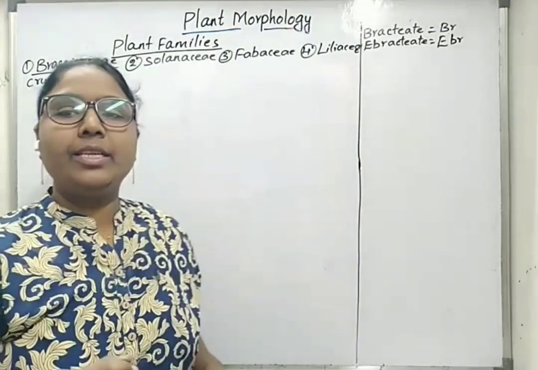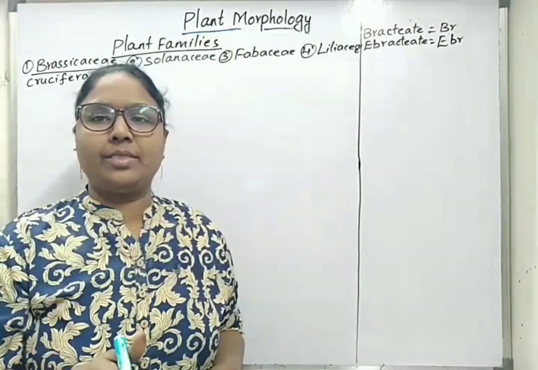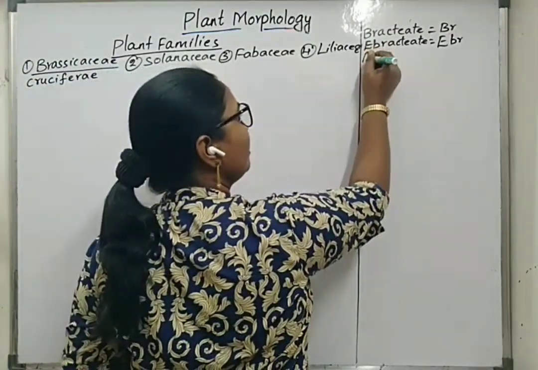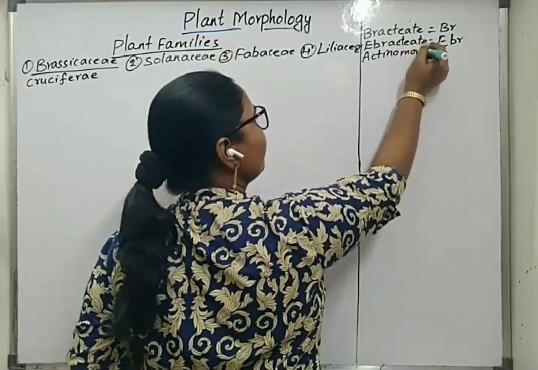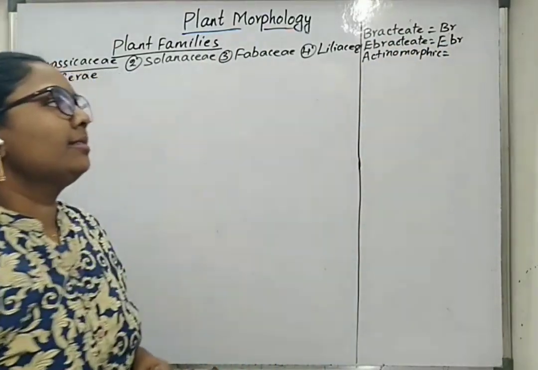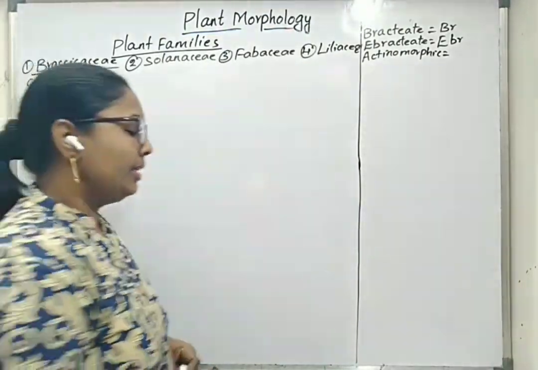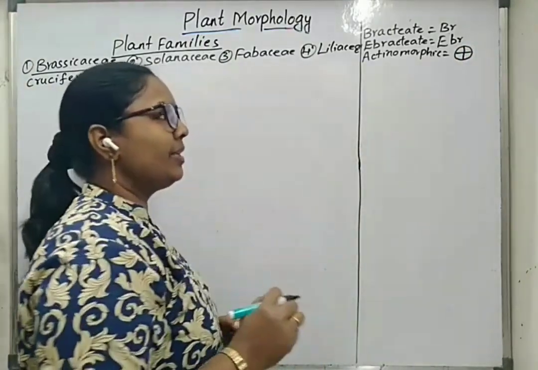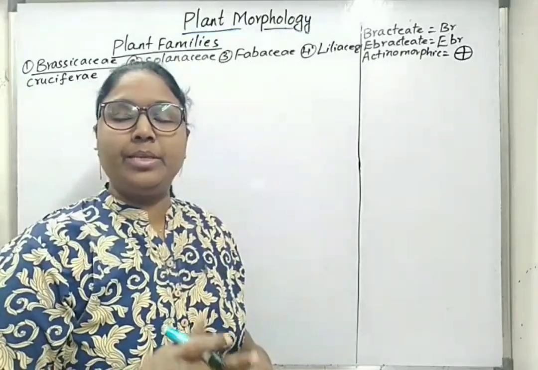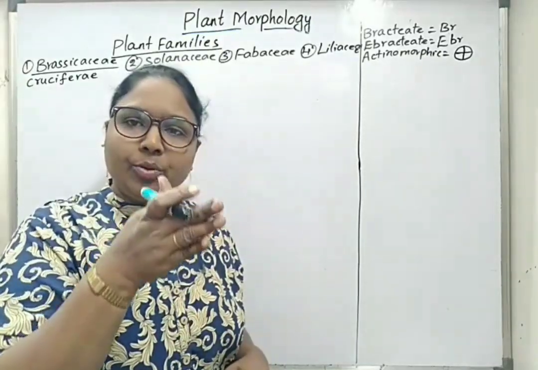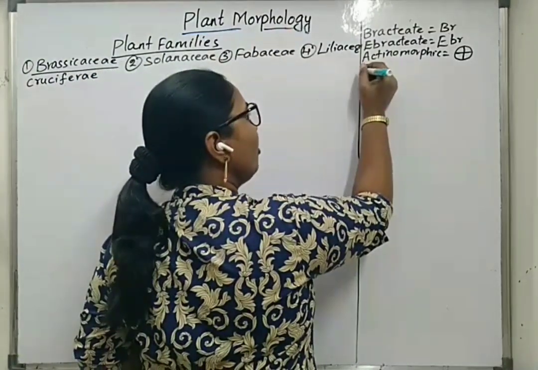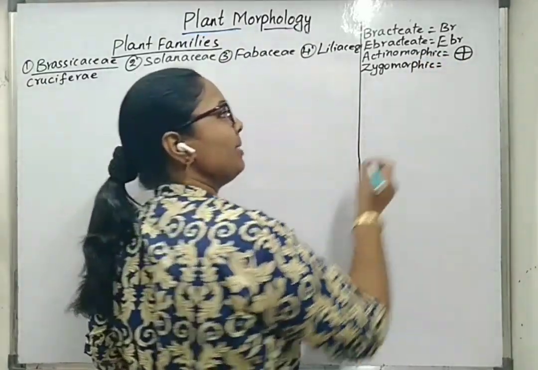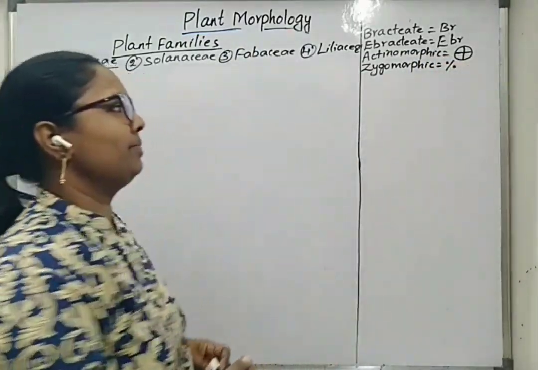Next, if a flower can be cut to give two equal halves in any plane, then such flowers are called actinomorphic. Somewhere we can say this is radial symmetry. This is represented by a circle with a plus mark. Next, if the flower gives two equal halves when cut in only one plane, such flowers are called zygomorphic. This is bilateral symmetry. This is represented by a percentage symbol.